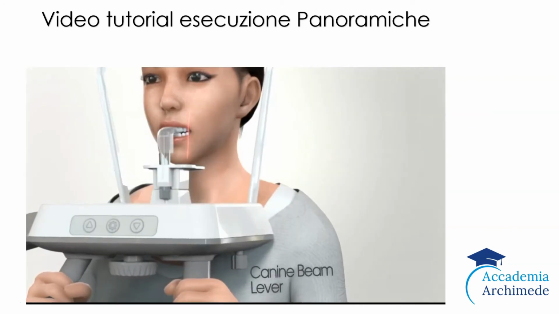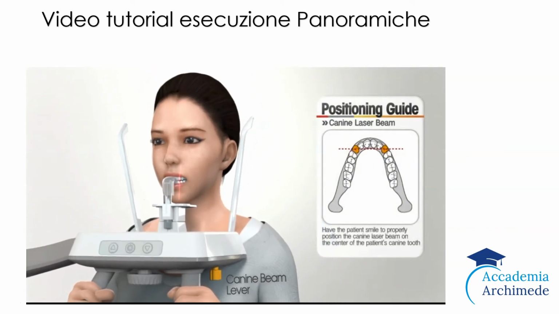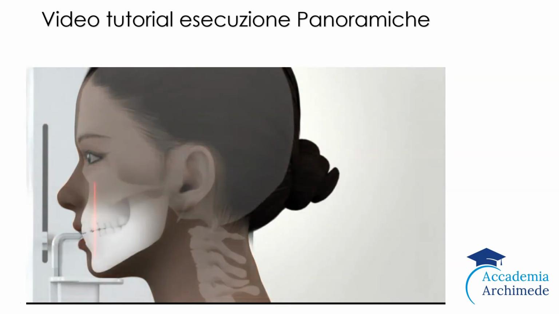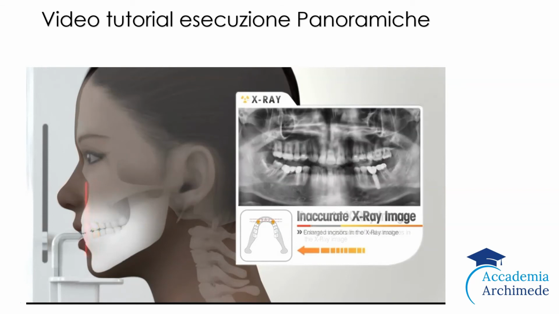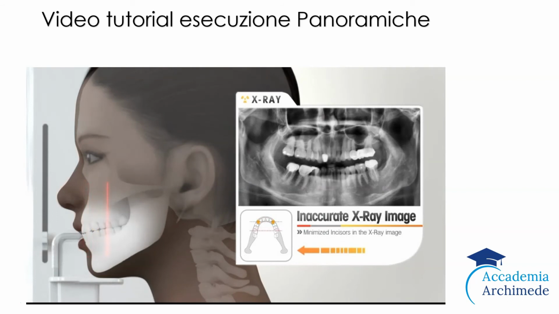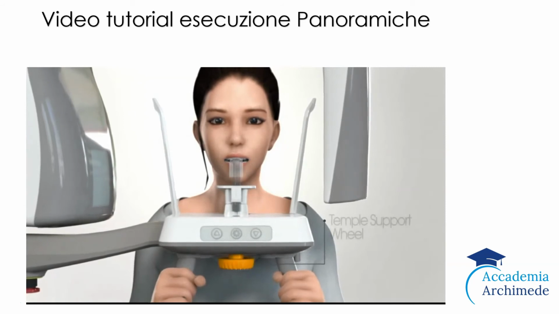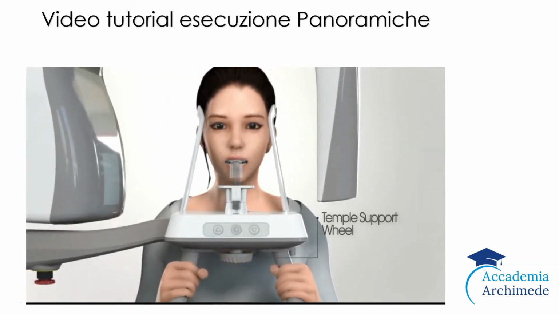Match the canine laser beam at the center of the patient's canine teeth, adjusting the canine beam lever. If the location of the canine beam is off the patient's canine position, the incisor image can be incorrectly magnified, which means reduced or enlarged incisor images are achieved by an incorrect capture layer. When everything is ready, rotate the temple support wheel to tighten the temple support to stabilize the patient.